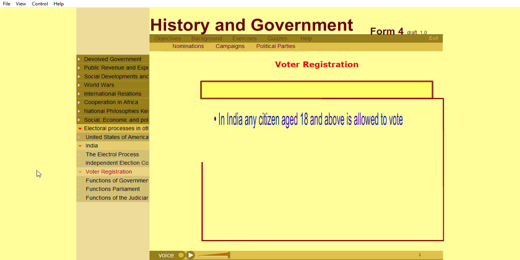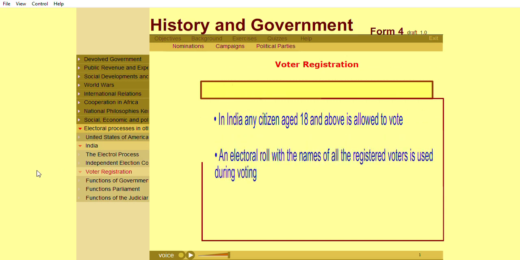In India, any citizen aged 18 and above is allowed to vote. An electoral roll with the names of all the registered voters is used during voting. The electoral roll has been computerized.